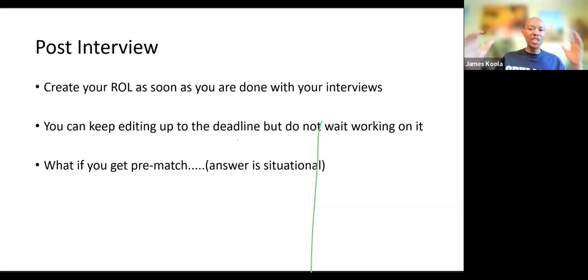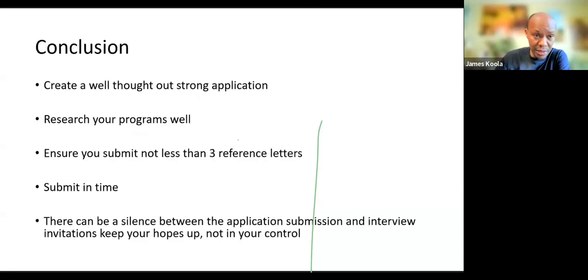So it's situational. That's why we are here. You can ask us what's going on, and we'll be eager to chip in and help you figure those things out. But it's really situational, depending on whether you accept a pre-match or you do not.